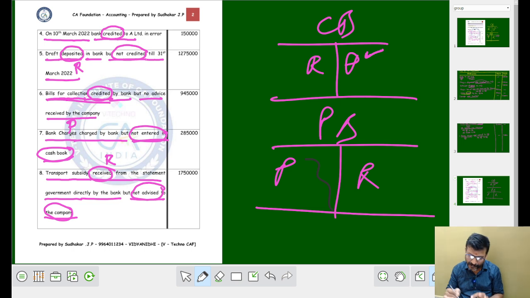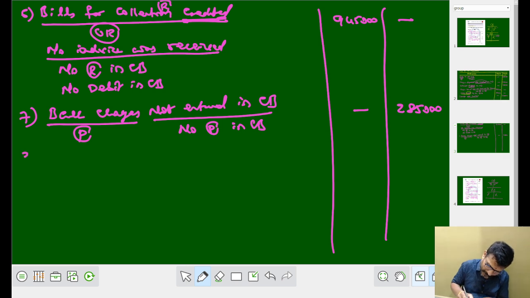It means received, no advice received. Means what? No receipt in cash book. No receipt in cash book means no debit in cash book. So what we have to do? We have to take it in debit side only. That is point number 8. What is that?